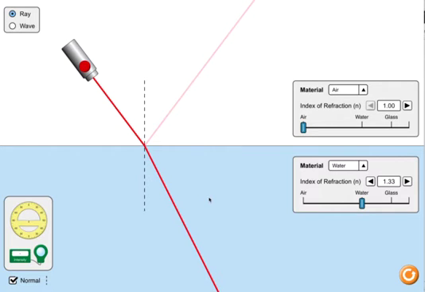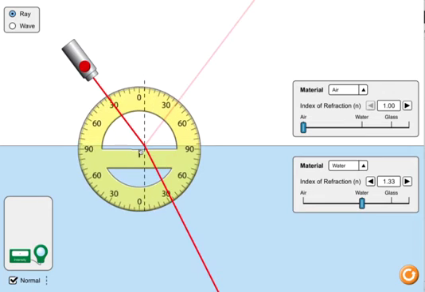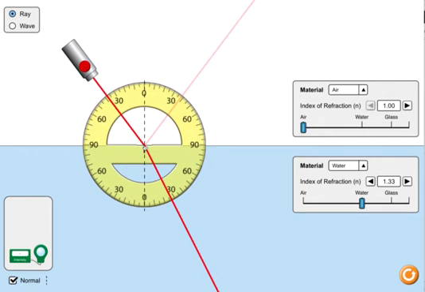So you have a few tools here. You have a protractor, which we could place here to measure the incoming angles, the reflected angle of the light as it hits this material, or you could also use it to determine the angle of refraction.